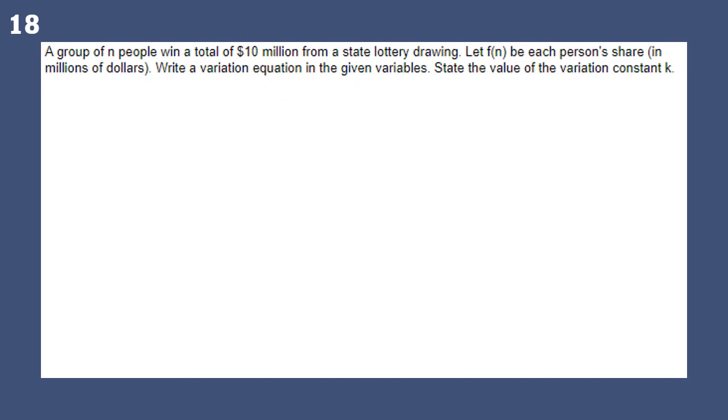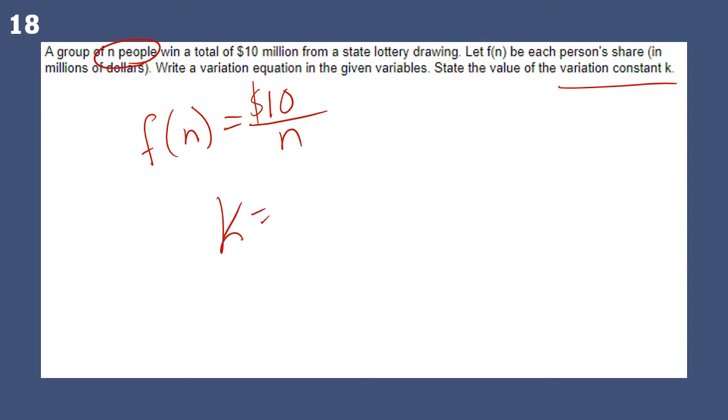A group of people win a total of $10 million. Now it says we're going to write a function, f of n, for how much money each person is going to get. Now, if they win $10 million and there's n people, then our function is just 10 million divided by n. So if there's 10 people, they each get 1 million. If there's 5 people, they each get 2 million. Now, this is a pretty basic variation equation, and we can even say the variation constant, k, well, that's just 10 in this case.